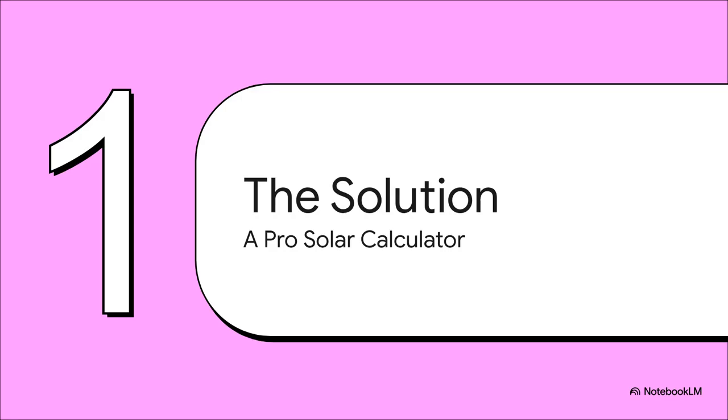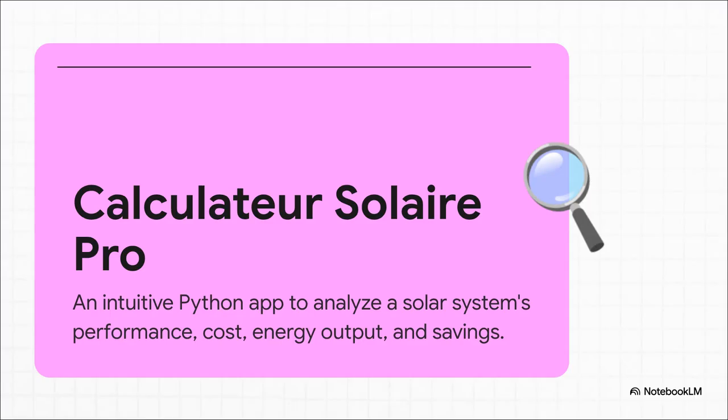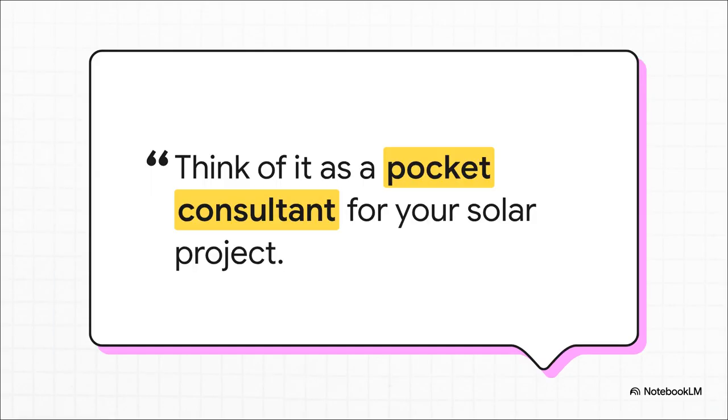And that's exactly where our subject for today comes in. Let's take a look at the solution, a Pro Solar Calculator. So what is this thing? Well, Calculator Solaire Pro is basically an intuitive app built in Python to do one thing, and do it really well: analyze a solar power system. Its whole job is to figure out the power output, the costs, and the savings, all through a simple interface that takes all the heavy lifting off your plate. Probably the best way to think of it is like having a pocket consultant for your solar project. This isn't some giant, intimidating piece of software. It's a sharp, focused tool designed to give you precise answers and fast.